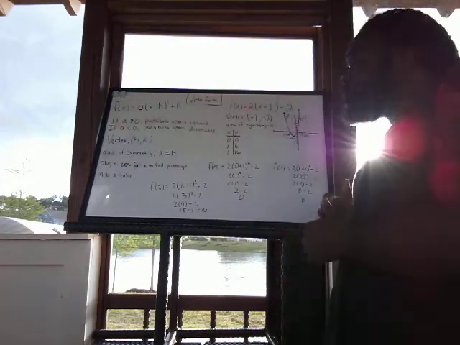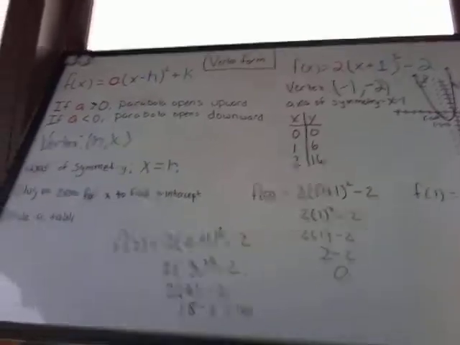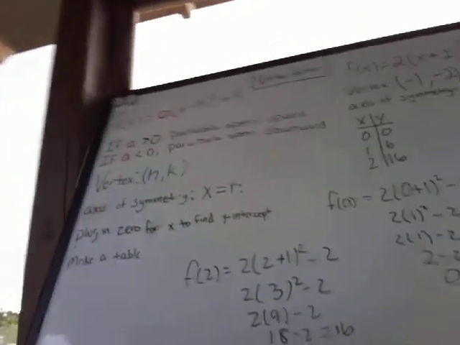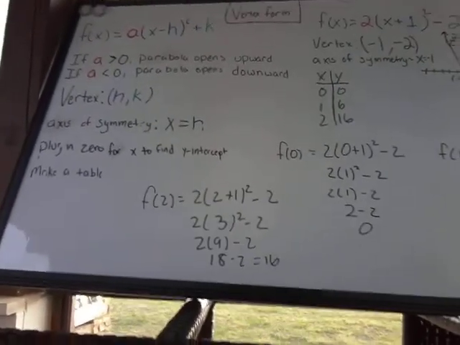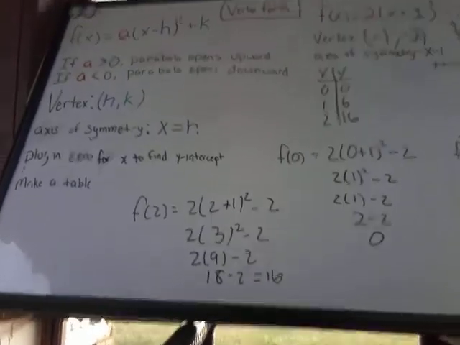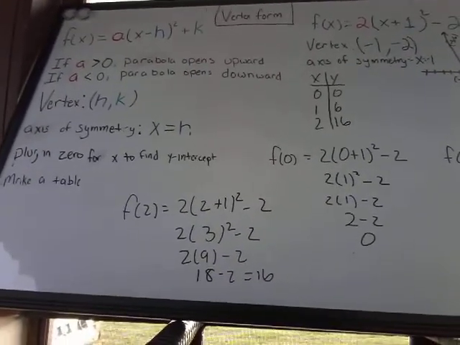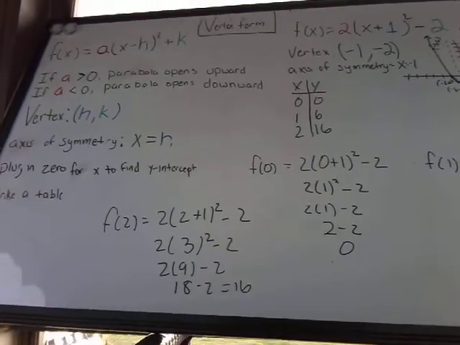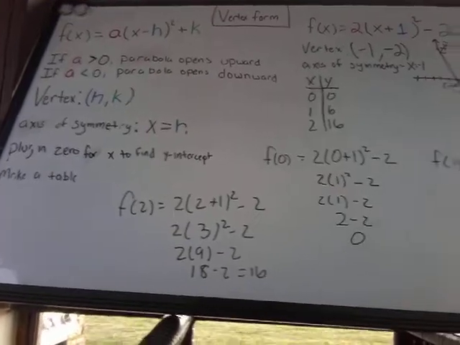All right, so the first problem that we want to work on today. Get a little bit closer to the board so you can see. This is all the stuff that we talked about just now. a times (x minus h) squared plus k lets me know if my parabola opens upward or downward. It lets me know what the vertex of my parabola is. It lets me know what my axis of symmetry is. And if I plug in 0 for x, I find my y-intercept.